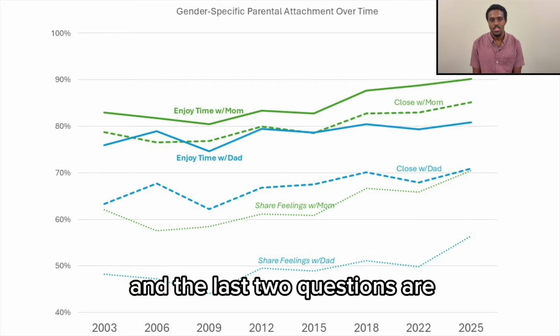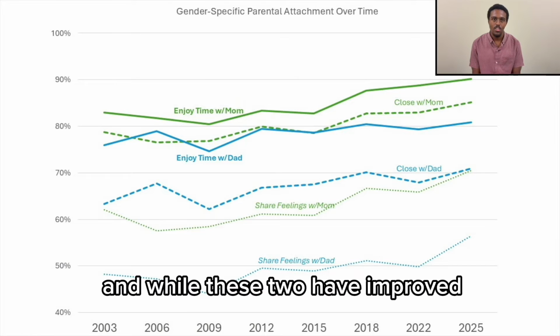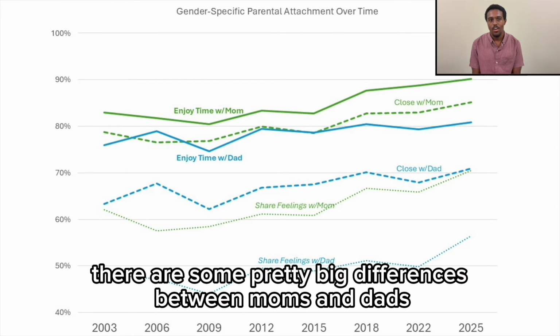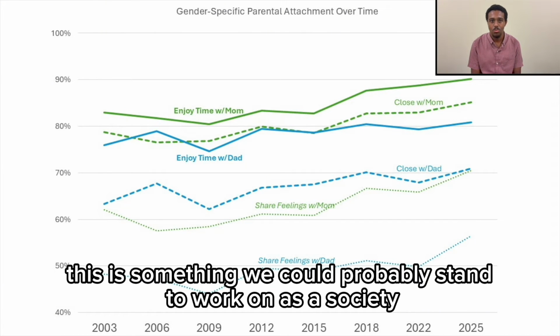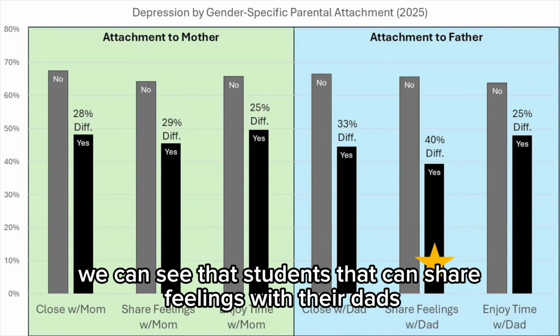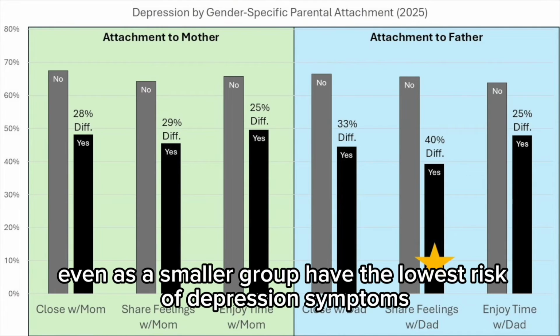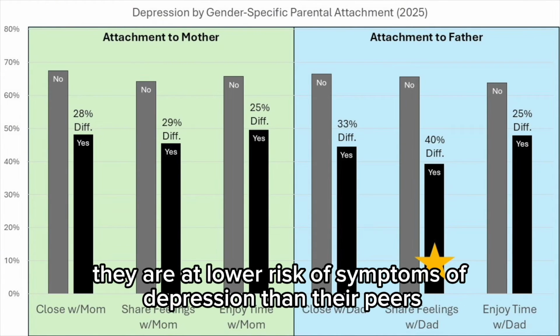And the last 2 questions are: can you share your feelings with your mom, or can you share your feelings with your dad? And while these 2 have improved, you can see there are some pretty big differences between moms and dads for each of these questions. This is something we could probably stand to work on as a society in general. But interestingly, we can see that students that can share feelings with their dads, even as a smaller group, have the lowest risk of depression symptoms. And in general, we see that when students have strong attachments to their parents, they're at lower risk of symptoms of depression than their peers who do not.